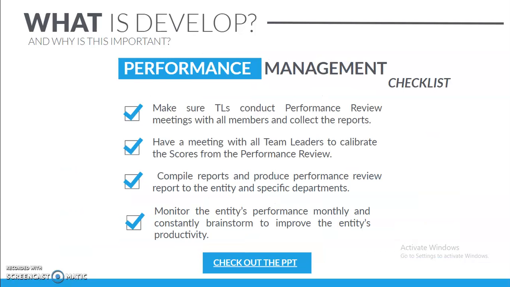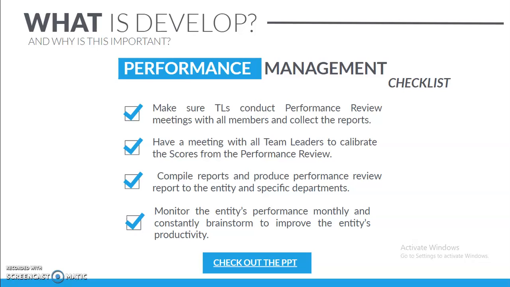Going to the develop process now, the first part of the develop process is performance management. And here you have a checklist of what we need to do in order to make performance management happen in our LC. The first thing that you need to do is actually to make sure that your VPs are running and conducting personal development plan meetings with your members so that they implement the PDP. The PDP happens inside of the one-to-one.